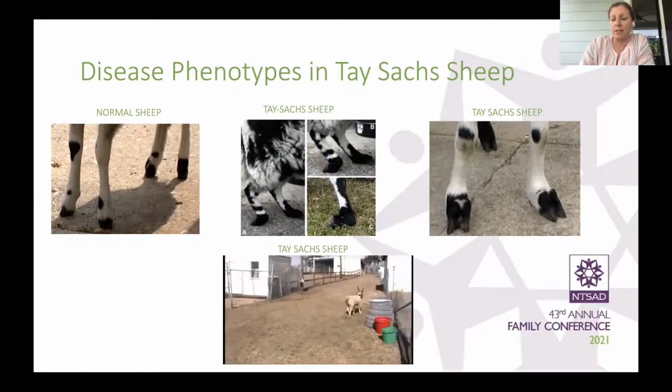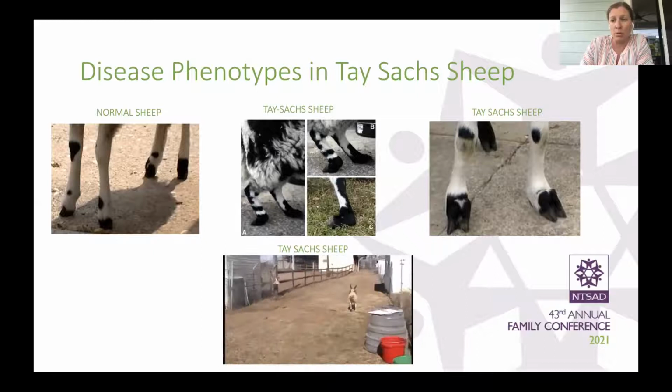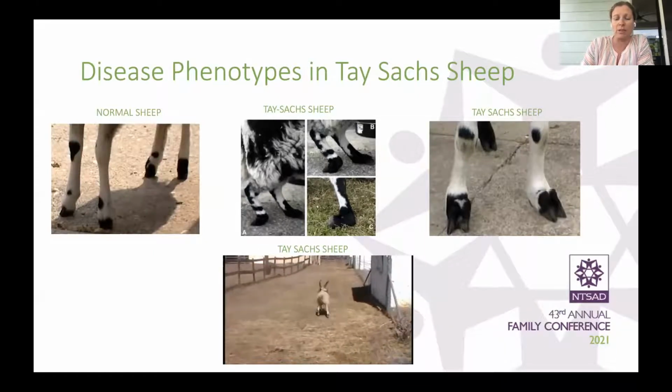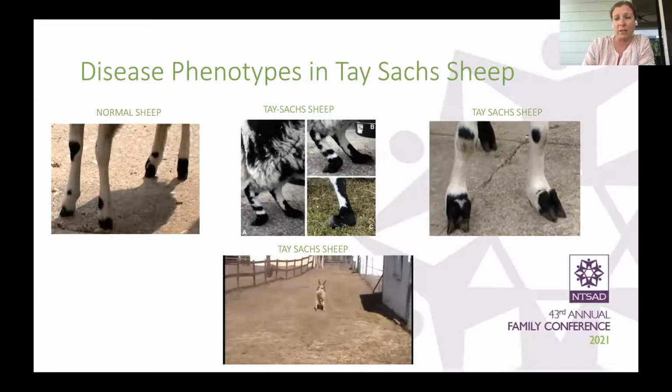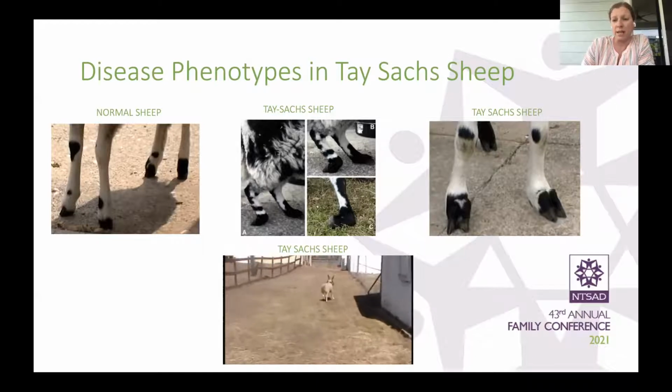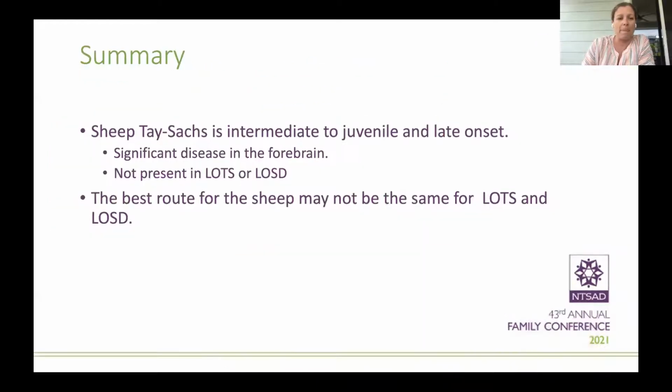The way we do this is, because sheep are so large, they're more similar in size to humans than any other laboratory model really, so we're using these animals to develop this therapeutic. Tay-Sachs in sheep is somewhere in between juvenile and late onset, but they have a significant amount of disease associated with their forebrain or cerebral cortex, which is not necessarily present in late onset Tay-Sachs or late onset Sandhoff disease, or if it is, it's definitely to a lesser degree.